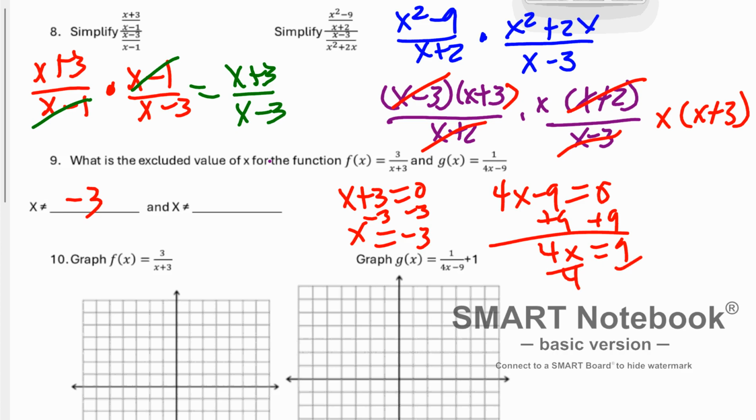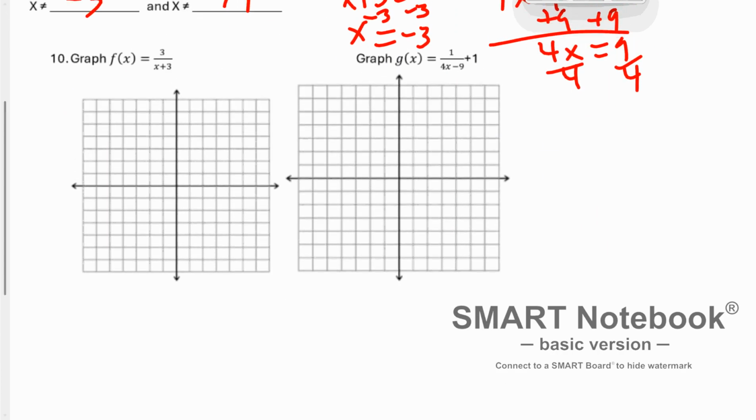Divided by 4, so we get 9 fourths. So x cannot be 9 fourths. Okay, graphing. Remember, this is kind of the easiest type of graphing. We look at what's being added at the very end after the fraction. That's our horizontal asymptote, so nothing's being added. So that means y equals 0 is our horizontal asymptote. And then our vertical is just setting the denominator equal to 0.